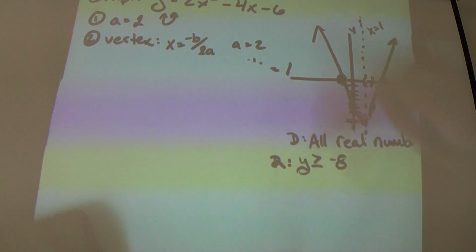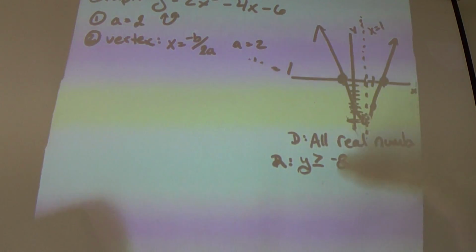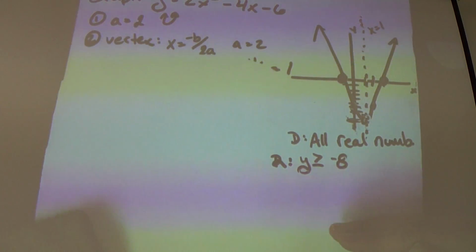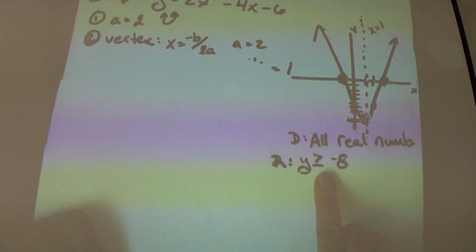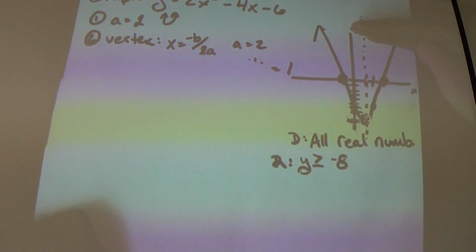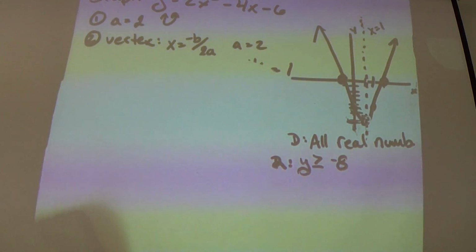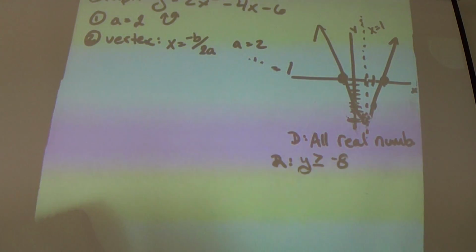Now, if it was a frowny face, then all of my y values would be lower than the -8. So I would have a less than sign then. So like I said, on a quadratic, you're either going to have the greater than sign because it's a smiley, or a less than sign because it's a frown. Questions with that?